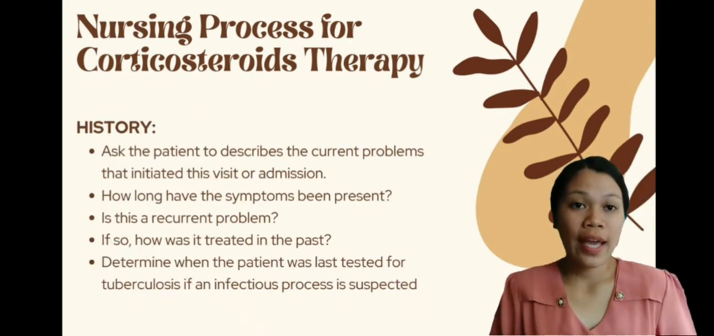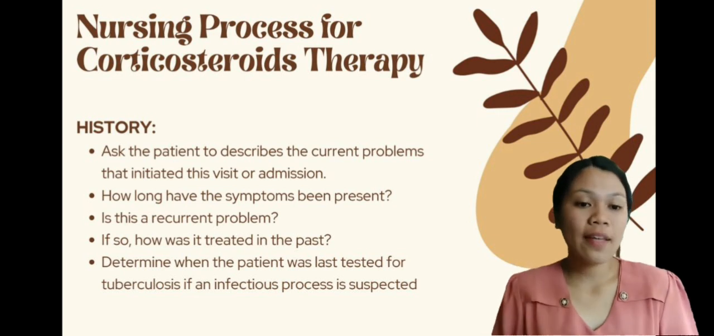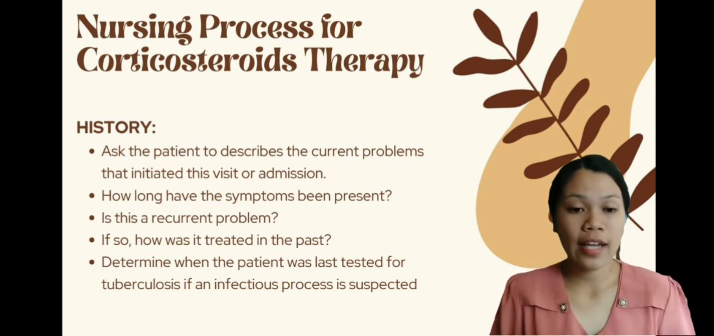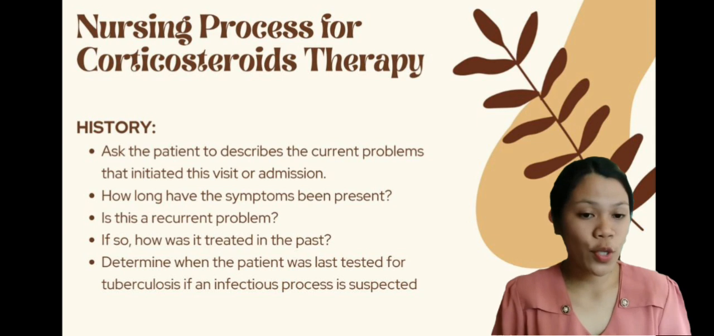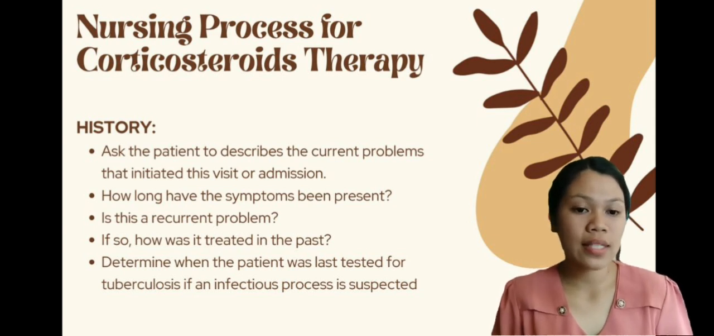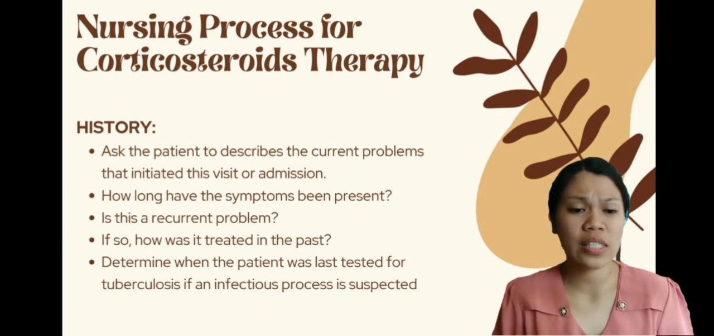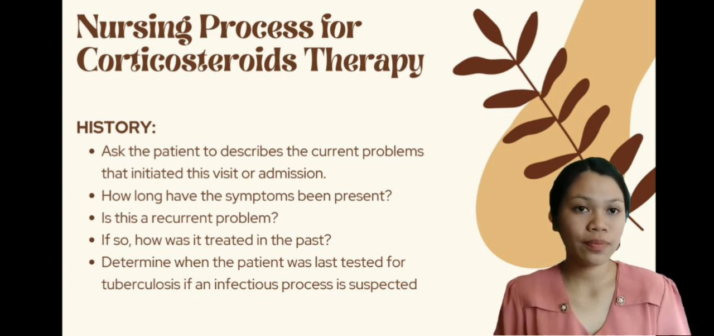Next is history. In taking the history, you should ask the patient the following questions. First, ask the patient to describe the current problems that initiated this visit or admission. Second, how long have the symptoms been present? Third, is this a recurrent problem? If so, how was it treated in the past? And lastly, determine when the patient was last tested for tuberculosis if an infectious process is suspected.